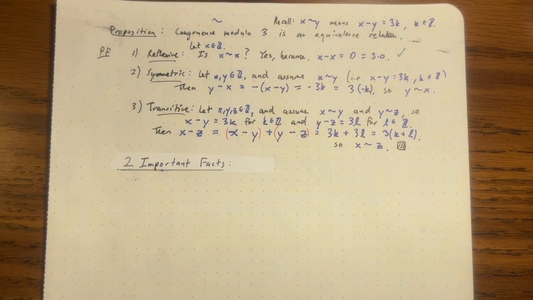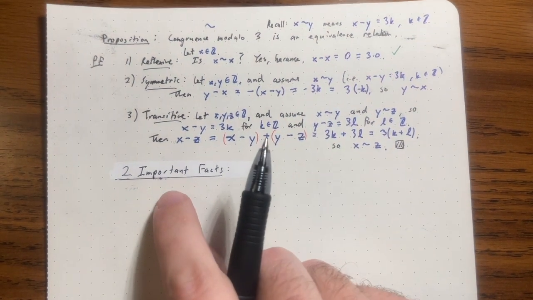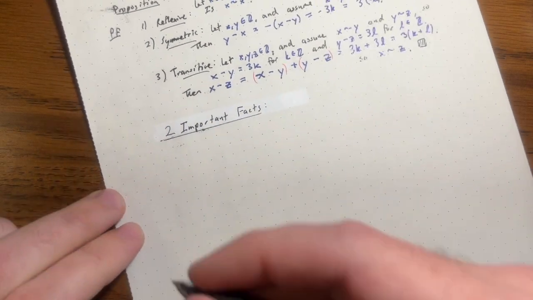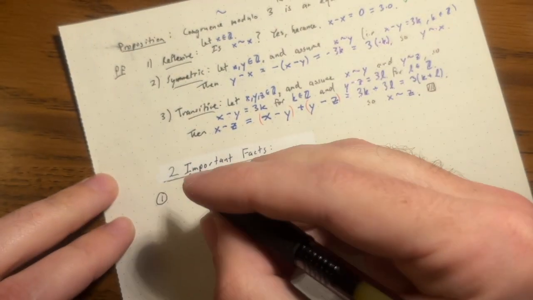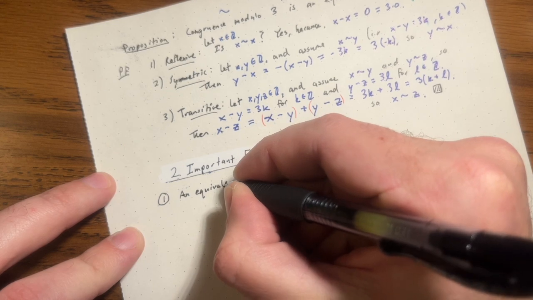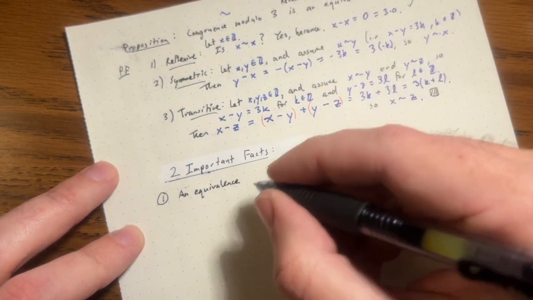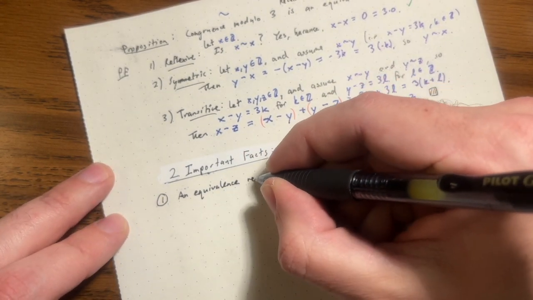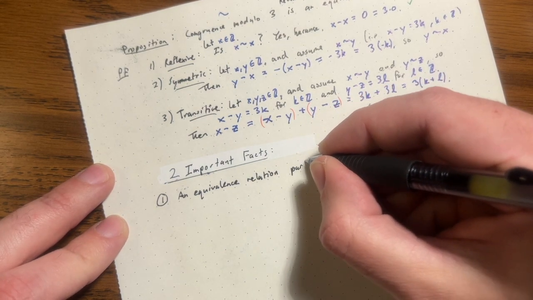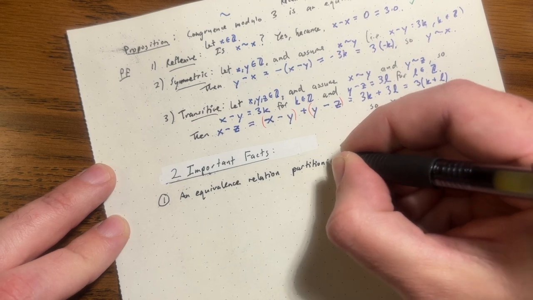All right, so I'd actually like to conclude this video with two important facts that will apply to any equivalence relation. And these are going to be evident in all the examples we've done. The first one I already mentioned, but I want to go into a little bit more detail. So an equivalence relation partitions a set.